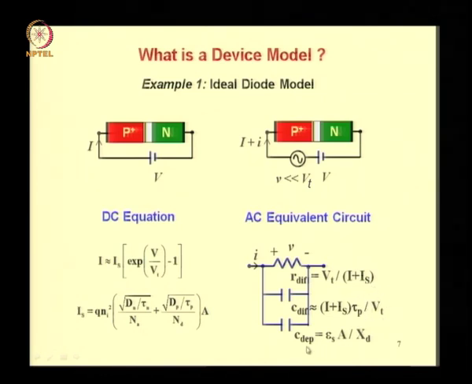The depletion capacitance on the other hand is given by the permittivity of silicon epsilon s into the area, that is the area of cross section of this device, divided by the depletion width xd, so width of this region.